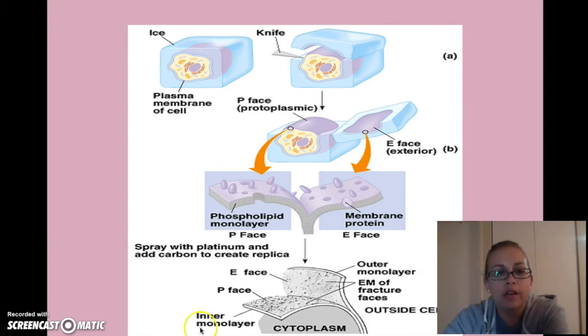So what we have here is a cell frozen, and so you can see the plasma membrane. If you take a knife and very carefully chip away at it, you can actually chip the plasma membrane in half, and you can look at the two different sides. You've got the P face, which is the protoplasmic side, that's the cell side, and then the E face, which is the exterior face. And when you look at this, you can see that you've got proteins stuck on either side of that bilayer.